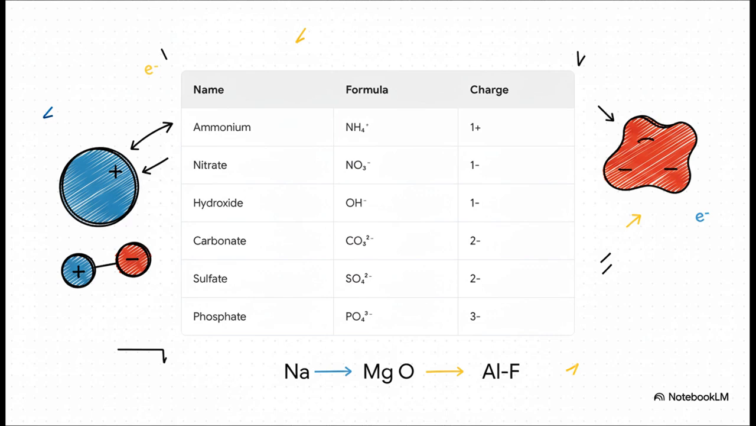And here they are, the star players you absolutely have to know for your test. Seriously, treat this slide like a set of flashcards. You need to know the name, the formula, and the charge for every single one. We have ammonium, which is the only common positive one here. Then there's nitrate, hydroxide, carbonate, sulfate, and phosphate. Just trust me, memorizing these is one of the biggest keys to getting a great grade.